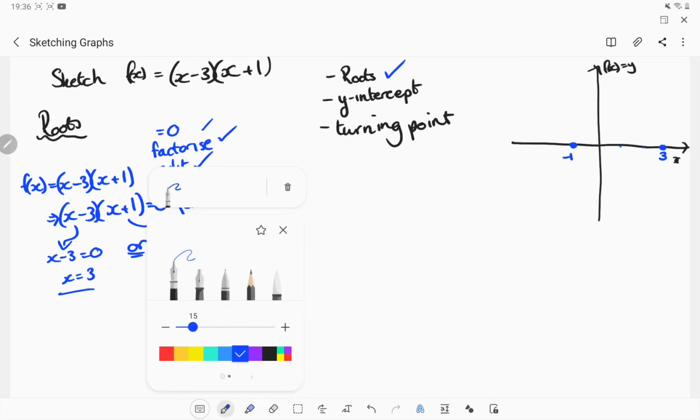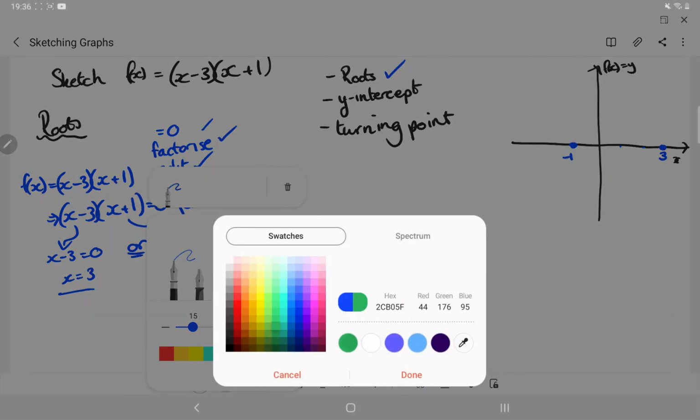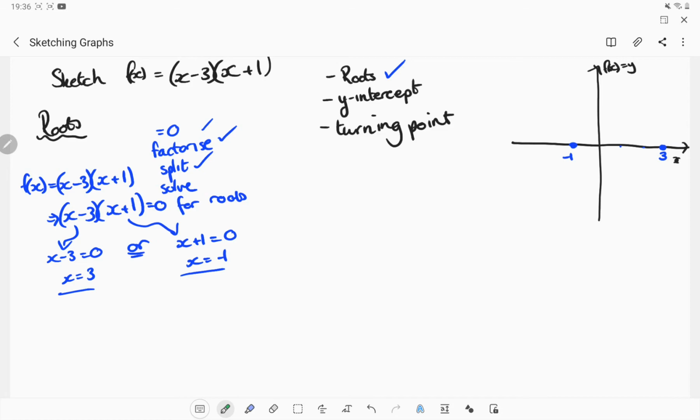We are now looking at the y-intercept. So the y-intercept I'll do in green. How do we find the y-intercept? At the y-intercept, x equals 0 because you are on the y-axis. So we have f of x equals (x minus 3)(x plus 1), and we are going to make x 0. So f of 0 equals (0 take away 3)(0 plus 1).